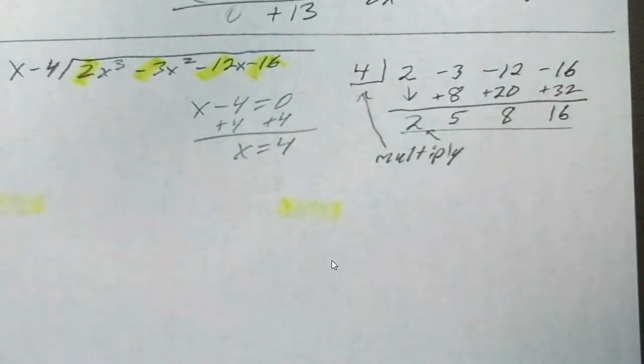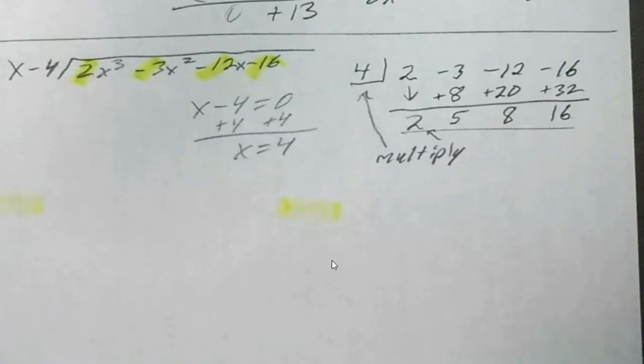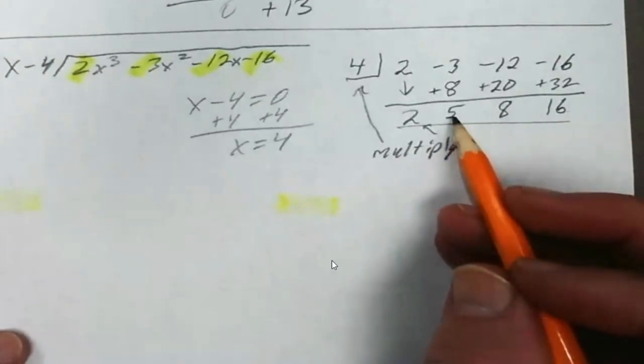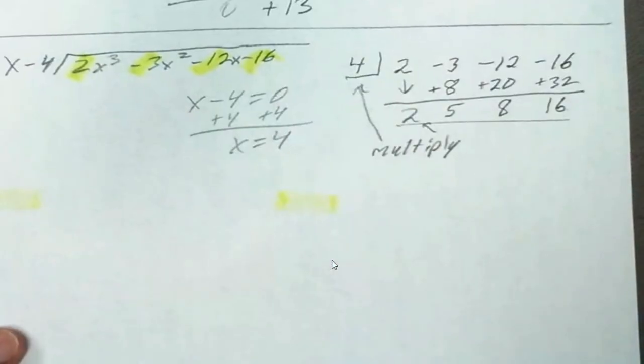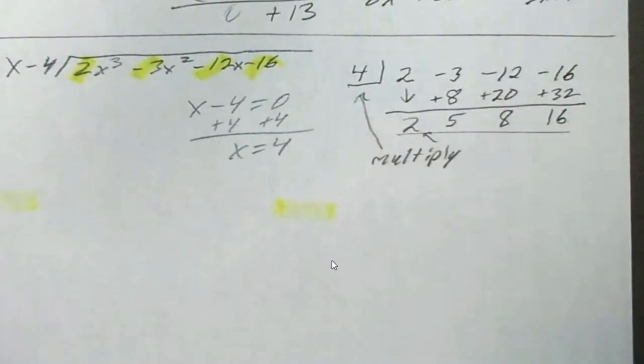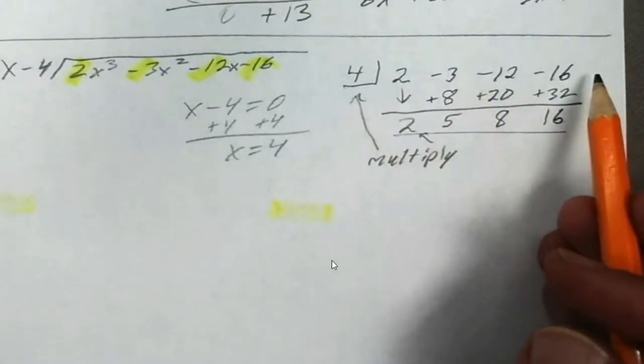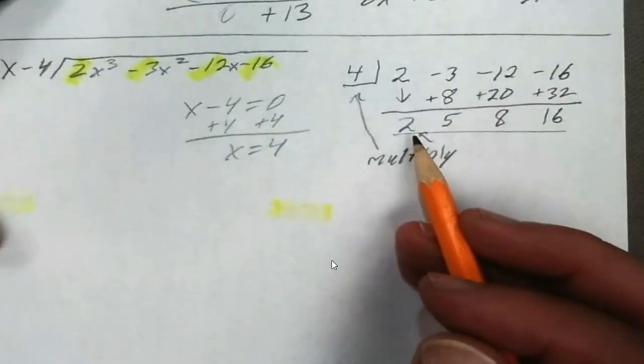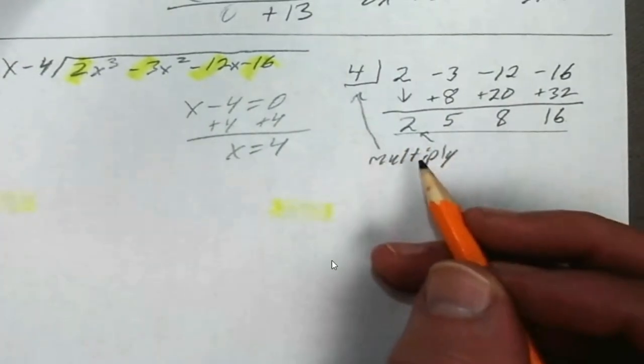I'm done. Like, what do you mean you're done, Mr. Brock? This is not the quotient. It kind of is. This is the coefficients of the quotient. That's just the coefficients because we only use the coefficients. So here's how this works. The answer.